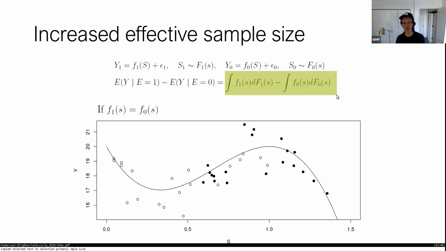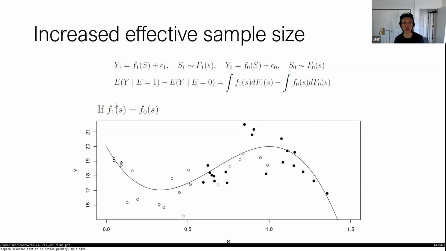This treatment effect is the analog of the total effect that we care about, when you regress Y on your exposure. Here it shows that if you know F1 and F0, you can estimate that total effect. F1 and F0 are the associations between my mediator S and my outcome Y. I don't know those associations and I have to estimate them, and that's where the problem happens.